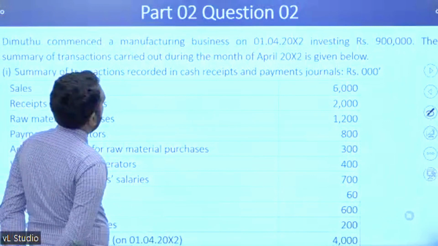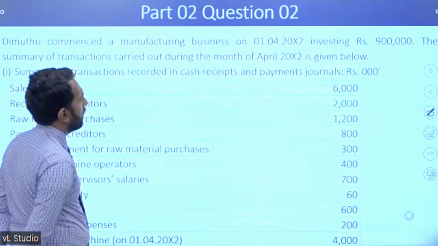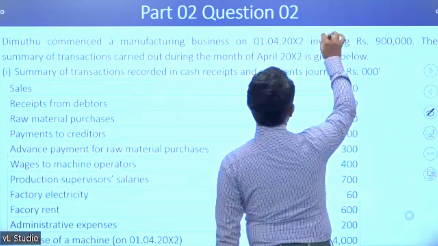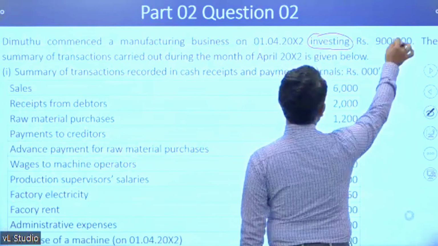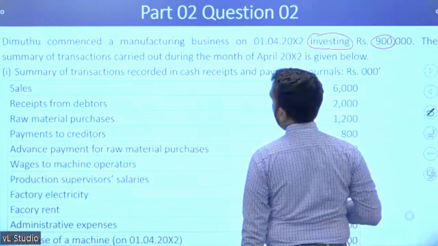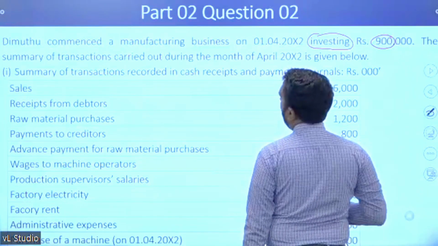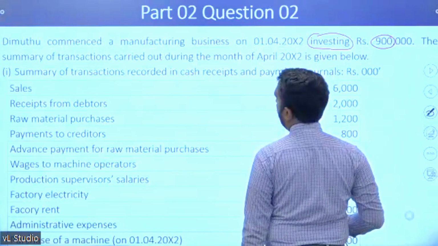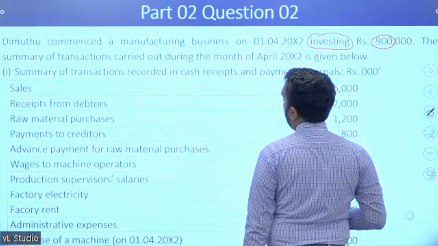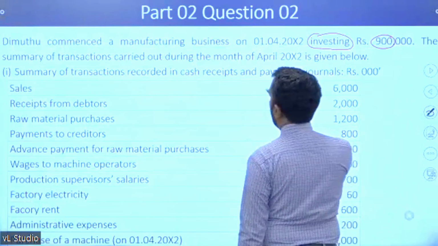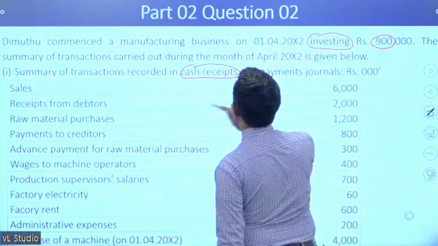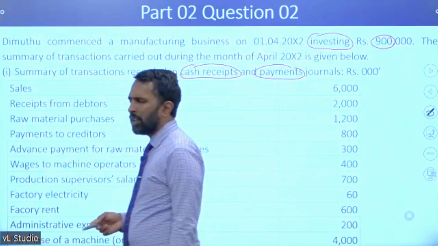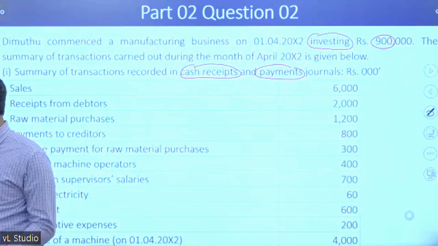Dimuthu commenced the manufacturing business on 1st of April, investing rupees 900,000. Right? So Dimuthu has started the business investing rupees 900,000. The summary of transactions carried out during the month of April 2002 is given below. Summary of the transactions recorded in the cash receipts and payments journal. Now remember, you are not supposed to prepare the receipts and the payments journal. You are not supposed to prepare it.